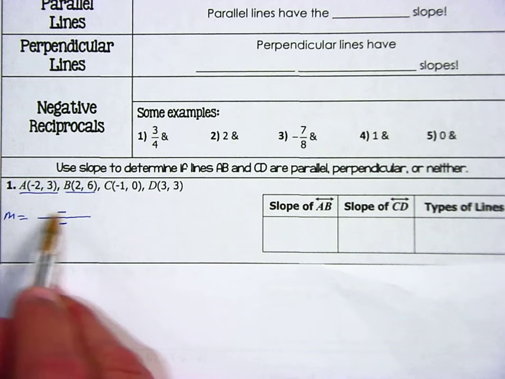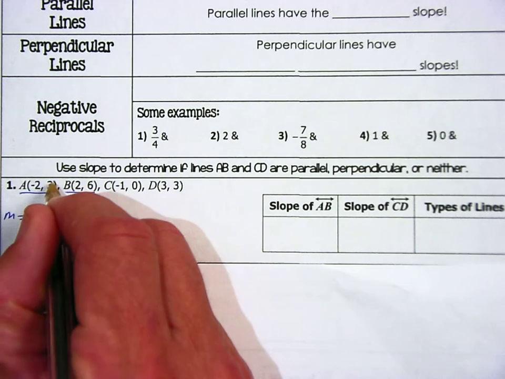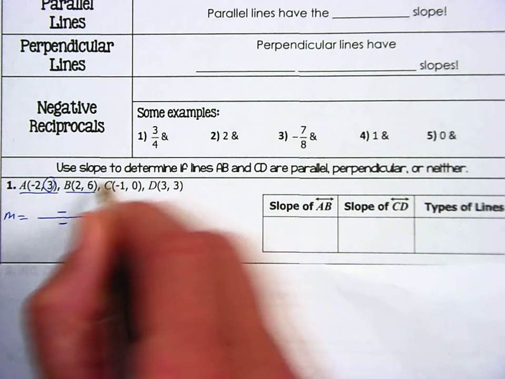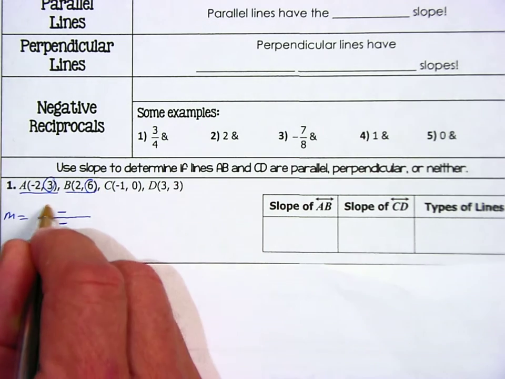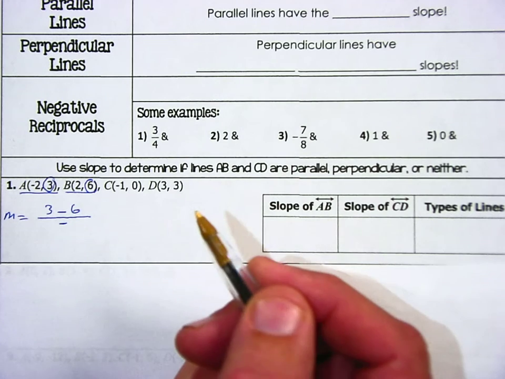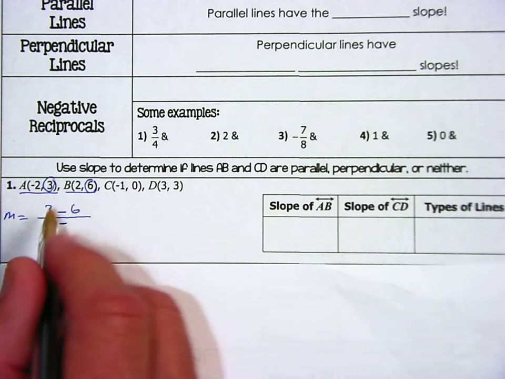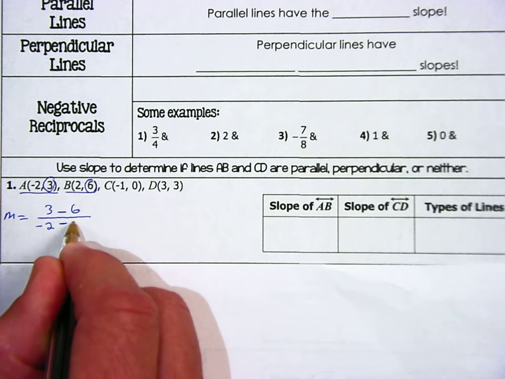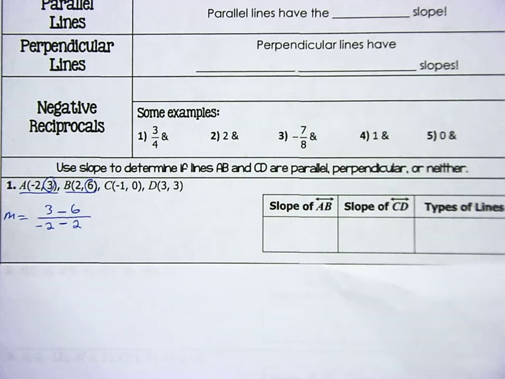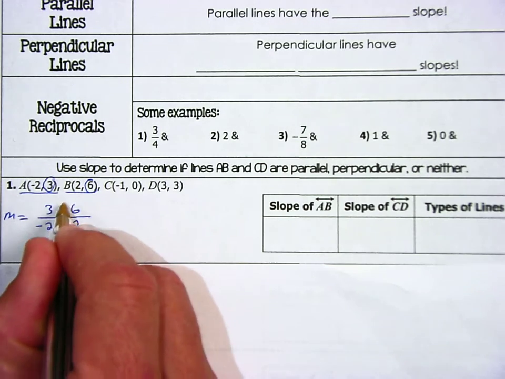You know y's are going to go on the top, so I would just go in order and circle the y's. I went with 3, I went with 6. I went left to right, so I'm going to do the same thing with the x's: negative 2, 2. And I'm just going to go ahead and simplify this. Do your same change opposite.